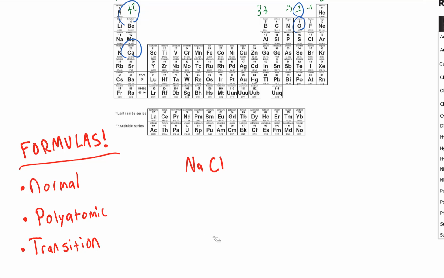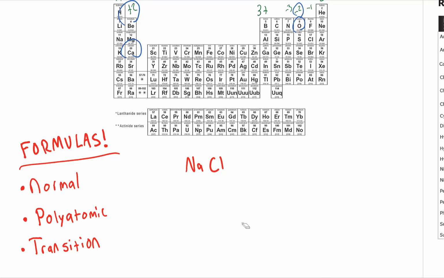But because these formulas actually just tell you ratios, the ratio of 1 to 1 is the same as the ratio of 2 to 2, is the same as 3 to 3. They're all the same. So if you end up with the same number on both of them, you have to simplify it to the simplest ratio. So Na1Cl1, that's easy. But if you end up with Ca2O2 after you swap and drop, you're not done, because you can simplify this. 2 to 2 is the same thing as 1 to 1. So you end up with CaO. That is the formula for calcium and oxygen.